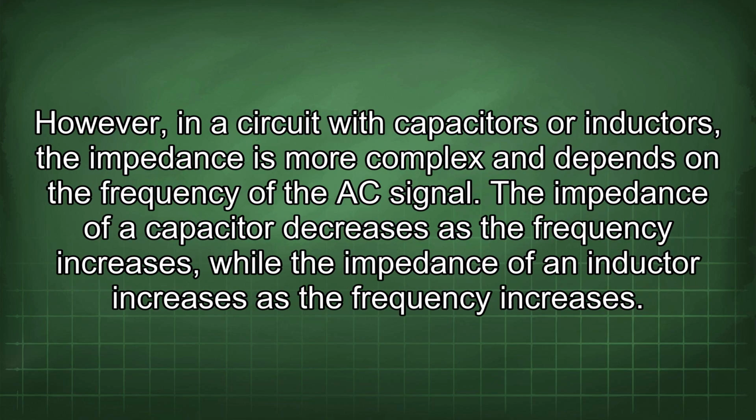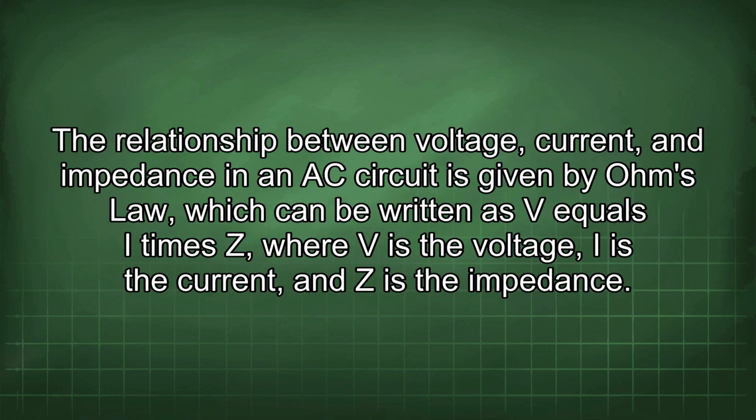However, in a circuit with capacitors or inductors, the impedance is more complex and depends on the frequency of the AC signal. The impedance of a capacitor decreases as the frequency increases, while the impedance of an inductor increases as the frequency increases. The relationship between voltage, current, and impedance in an AC circuit is given by Ohm's law, which can be written as V equals I times Z, where V is the voltage, I is the current, and Z is the impedance.